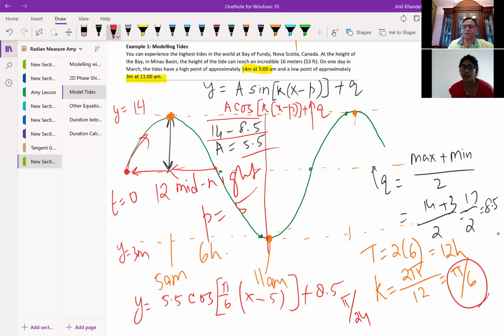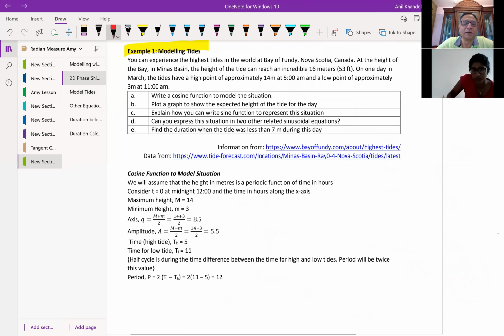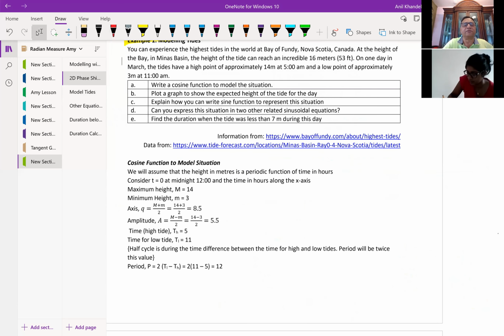Is this concept clear? Let me take you now through the actual typed-in neat and clean solutions so that we can see what we really did. Can you please read the cosine function model which I have written here?